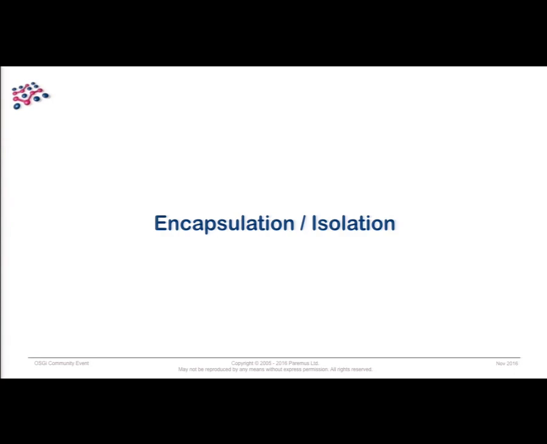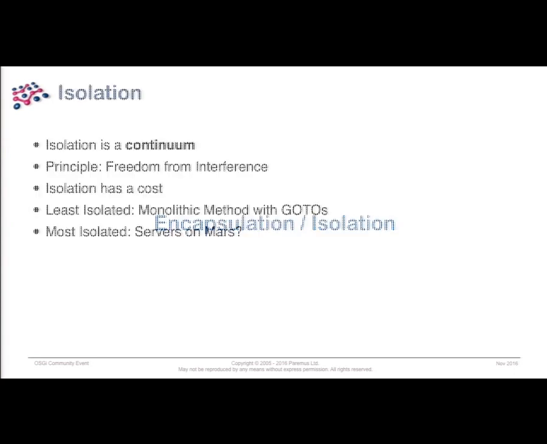So let's talk about encapsulation or isolation. This is the fundamental problem you have to solve if you want to build a module system. First of all, you have to divide things up. You have to build walls. But the height of the wall that you build is not a fixed thing. So isolation is a continuum. The principle of isolation is freedom from interference from other encapsulated objects. And it has a cost. Every little bit of isolation has some cost.